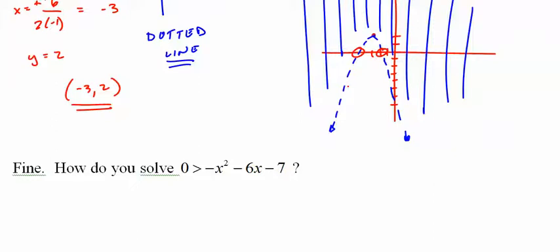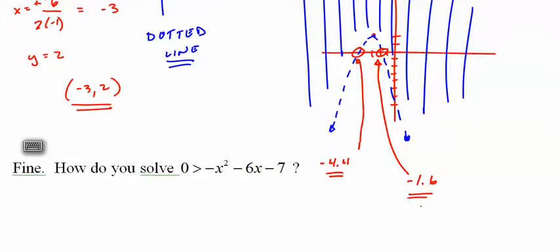This root is negative 4.4. And this root is negative 1.6. So the question is, where is this function less than 0? And the answer should be in this whole region here and in this whole region here, because it's below the x-axis.